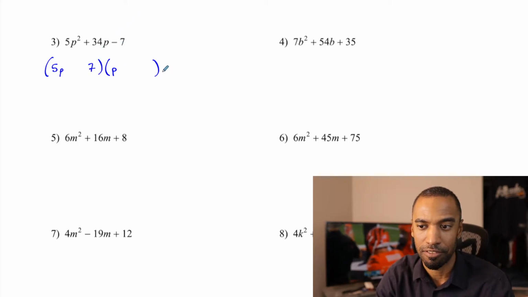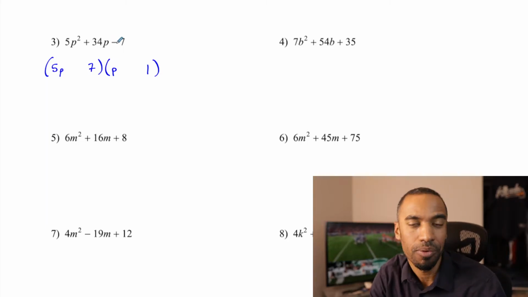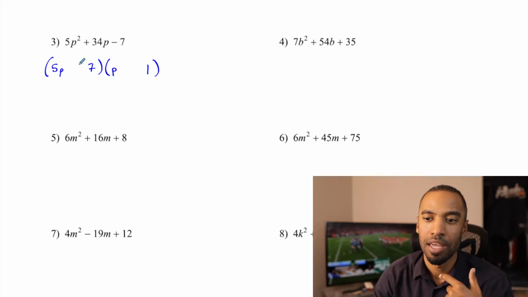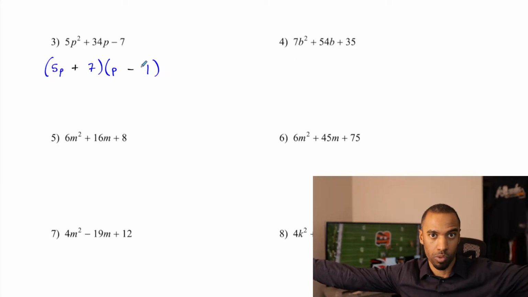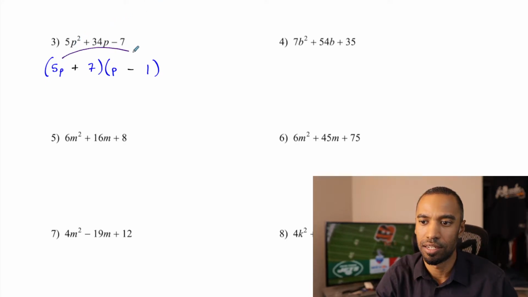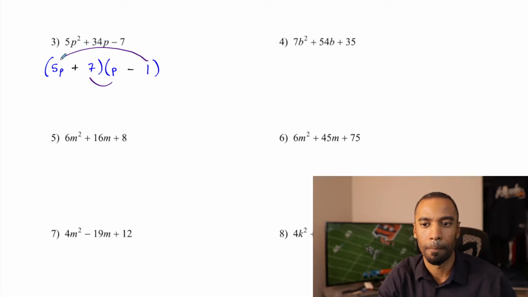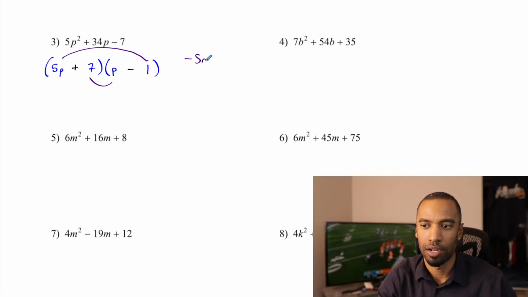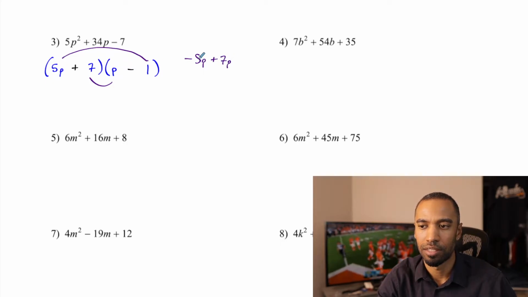Let's try 7 times 1, just because. Because this is a negative value here, that does mean that one will be a plus, one will be a minus. So I'm just going to test this one. We'll see if it works. We need to test outside multiplied plus inside multiplied, and see if we get 34. 5 times negative 1 and 7 times 1. 5p, negative 5p plus 7p.